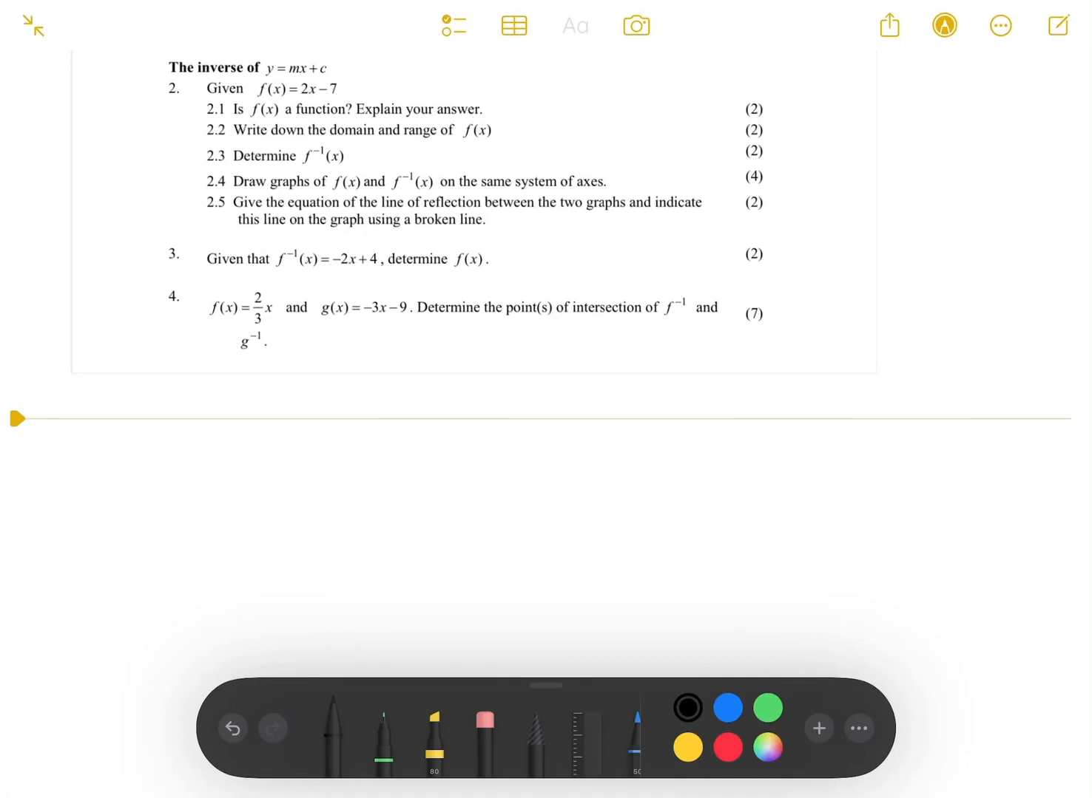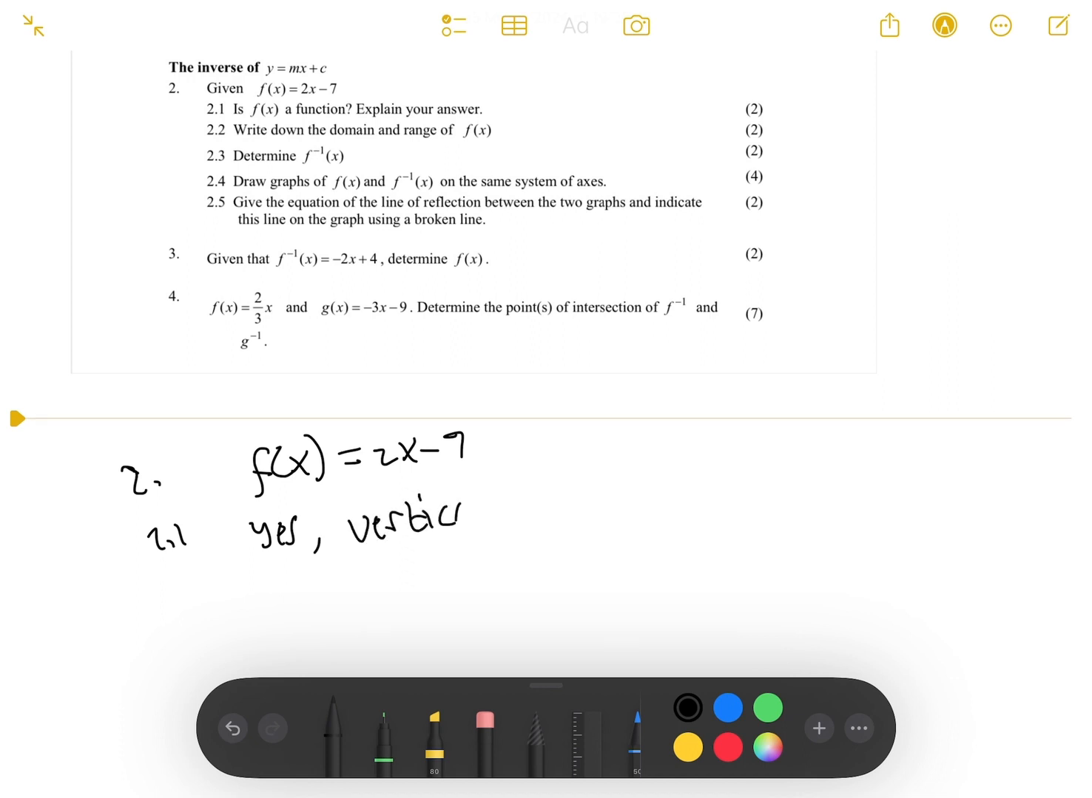We are continuing with functions. Specifically, we're doing inverse functions. So here, question 2, we're given f of x equals 2x minus 7, and then we are asked whether it's a function or not. So 2.1, yes, it is a function because why?